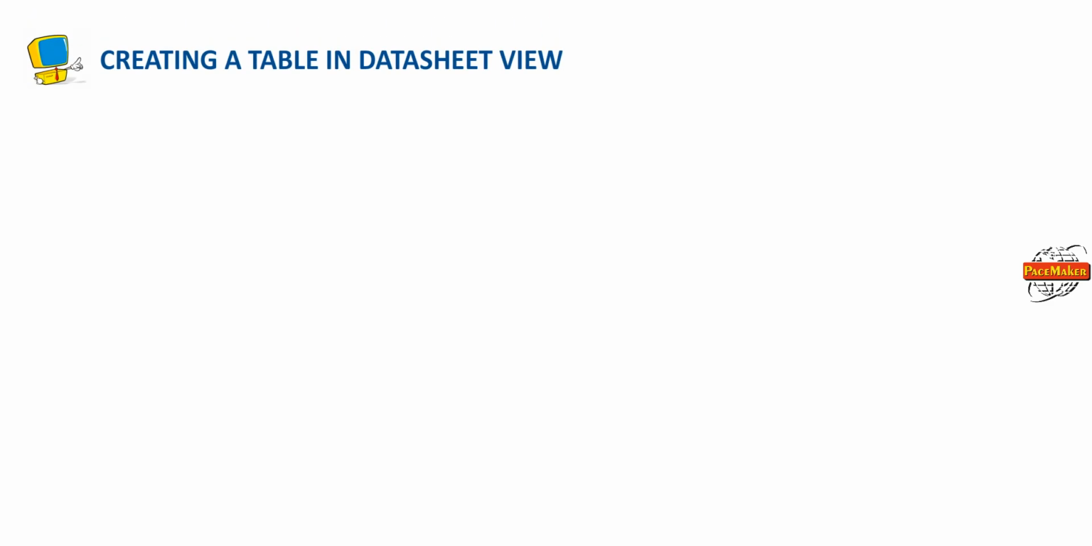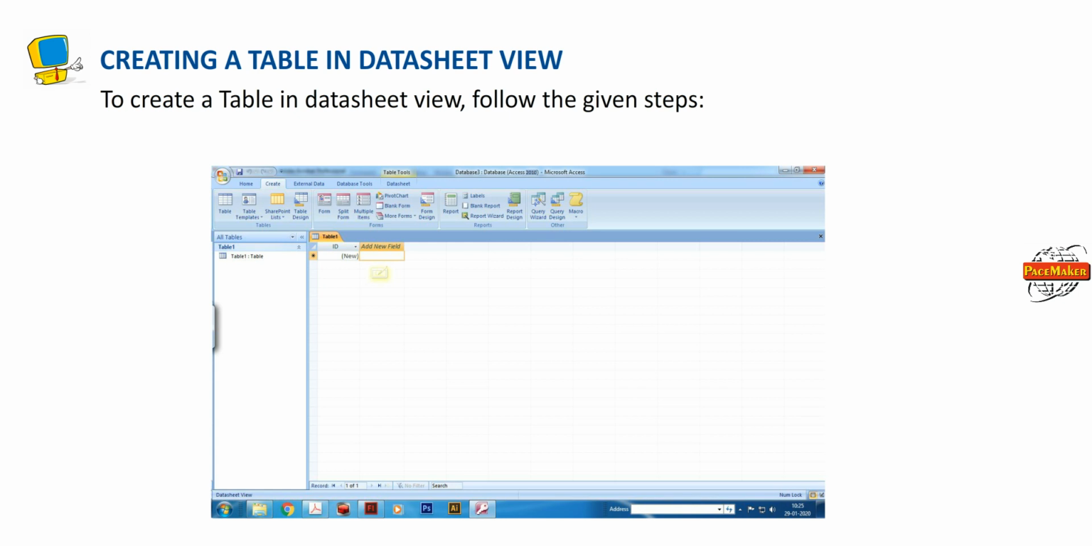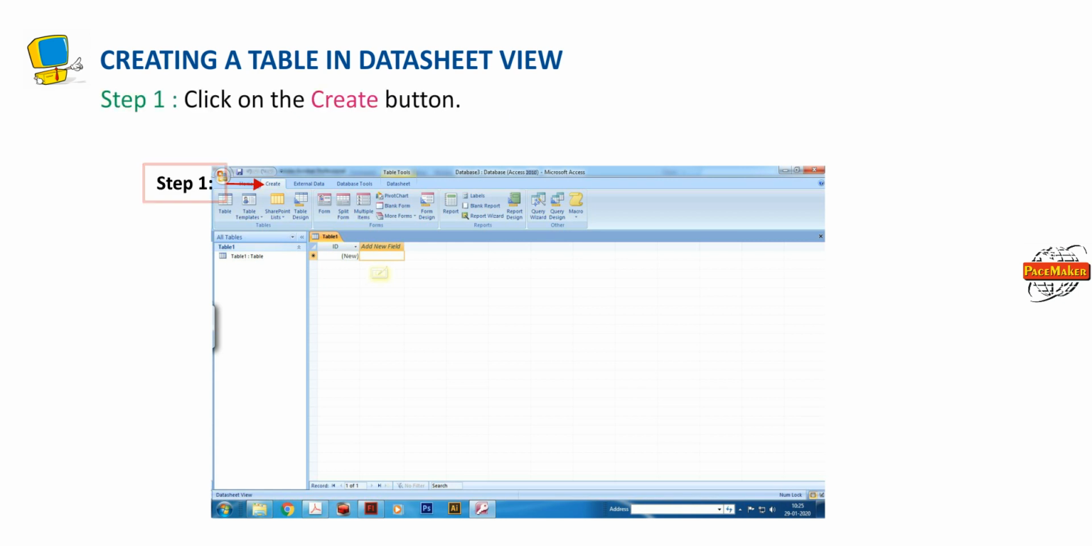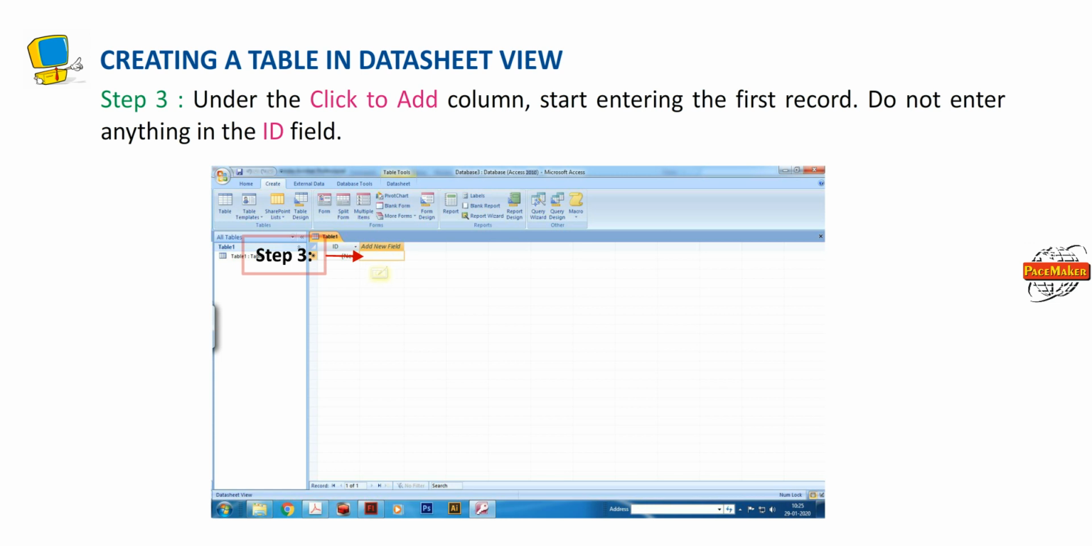Creating a table in Datasheet view. To do so, follow the given steps. First, click on the Create tab. In Step 2, click the Table option from the Tables group. In Step 3, under the Click to Add column, start entering the first record.